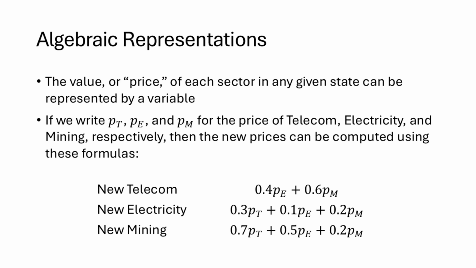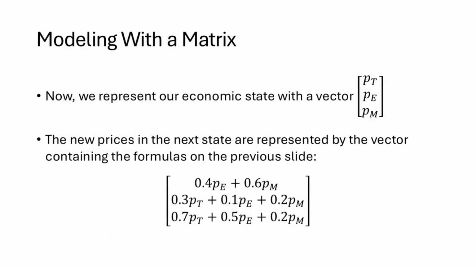Now we want to bring our linear algebra ideas into play. We can represent the state of our economic sector with a vector. I'll keep the sectors in the same order we've been using: telecom, electricity, and mining. And if I put those three formulas into a vector, this vector tells us the result of transitioning from one state to the next.